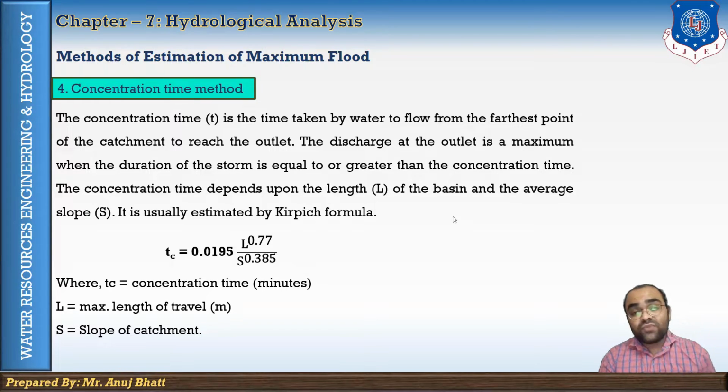With the concentration time method, the value of concentration time can be estimated by the Kirpich formula, that is 0.0195 L raised to 0.77 upon S raised to 0.385, where L is the length of the basin and S is the average slope.